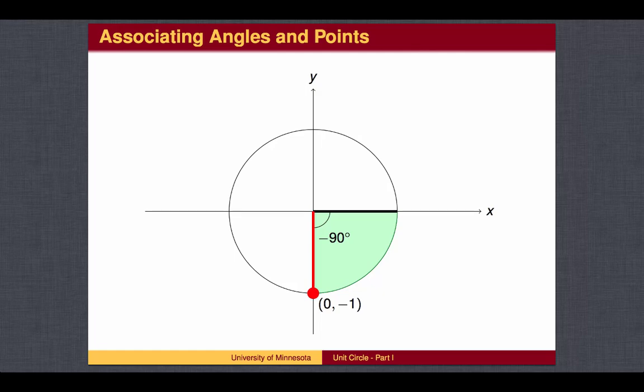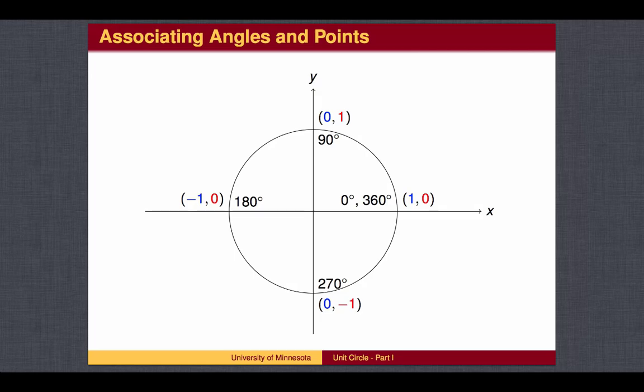We can also have the angle go clockwise from the x-axis rather than counterclockwise. In this case, the angle will be measured as a negative angle. For example, the angle negative 90 degrees corresponds to the point 0, negative 1. To recap, we have developed a function which has as its input an angle, and the output of the function is a point, that is, an ordered pair on the unit circle.